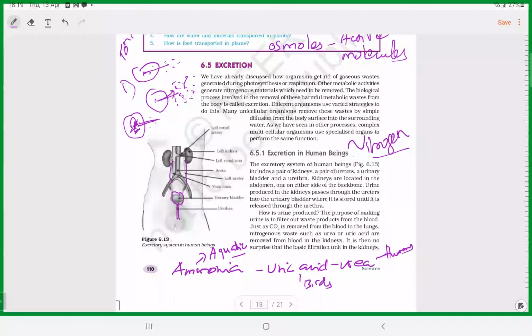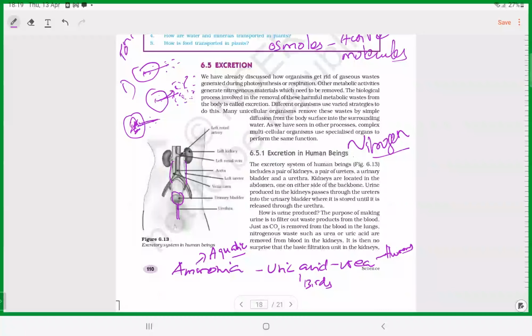We call our excretory system what? Urogenital system. Why? The urinary system and the genital system work together. Okay? We have the same combined function. That's why our urinary system is called the urogenital system. For reproduction also, these organs are involved, and for excretion also, these organs are involved. That's why in humans, our excretory system is also called the urogenital system. Okay? Fine.